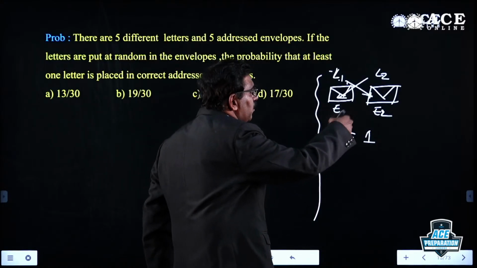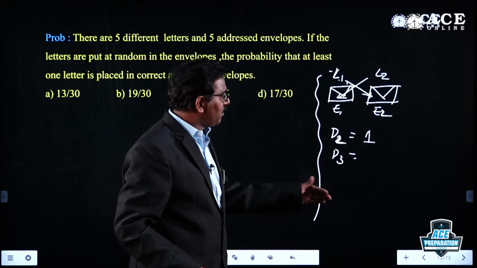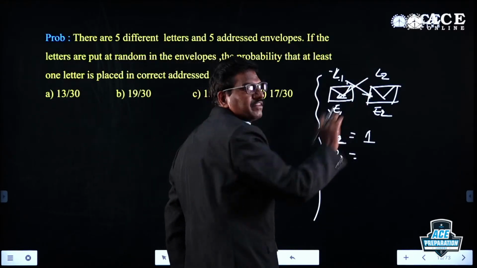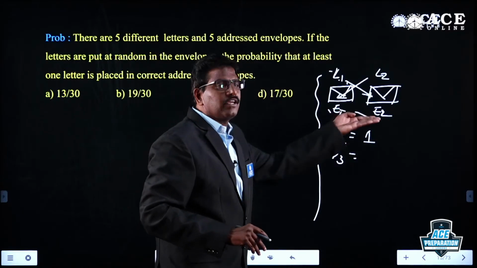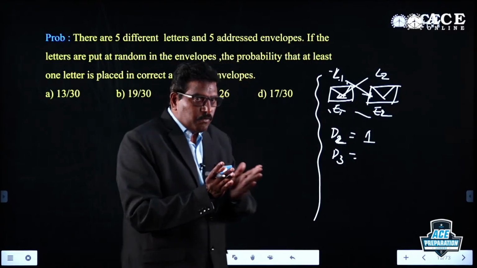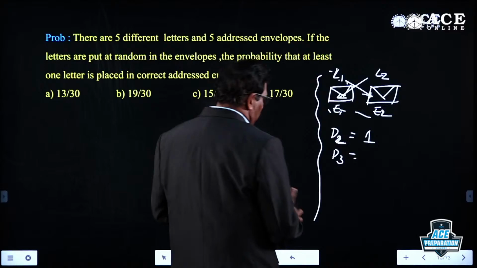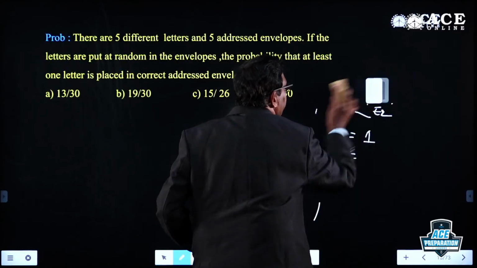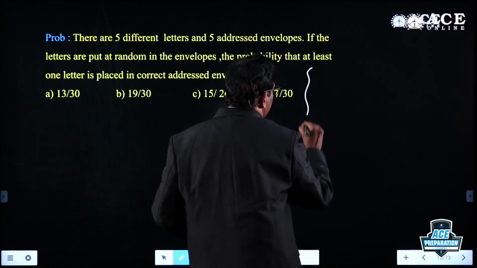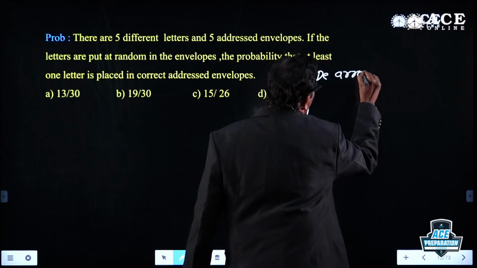Now, 2 objects arranged, D2 is nothing but 1. Suppose you arrange 3 objects, with all 3 letters in wrong envelopes. If we count like this, it is a time-taking process. D3 we can guess, but D4, D5, D6, whenever you increase the number of objects, this is not a suggestible way. So what I will do here is directly give you the derangement formula, the derangement of n objects.